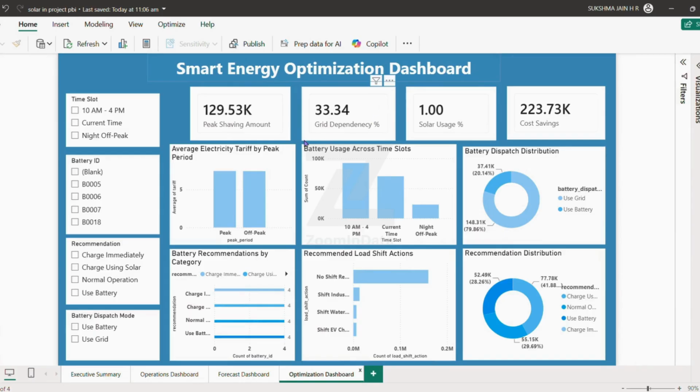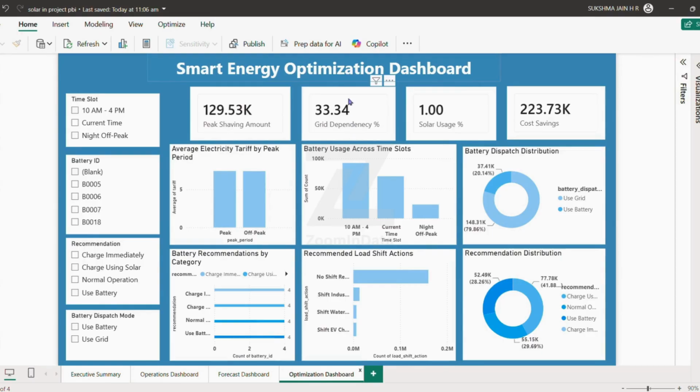The fourth dashboard focuses mainly on energy optimization. It combines the results of charging optimization and peak load optimization to improve energy efficiency and reduce electricity costs. The KPI cards are: first, peak shaving amount. This KPI displays the total electrical load shifted away from the expensive peak demand periods. Peak shaving helps reduce demand charges and improve overall energy efficiency.